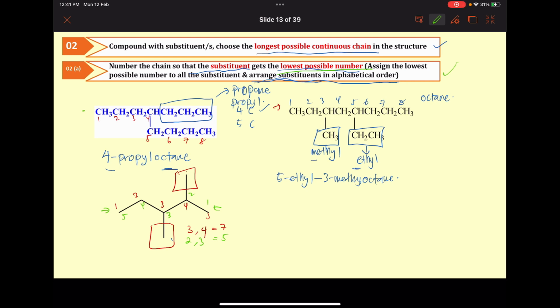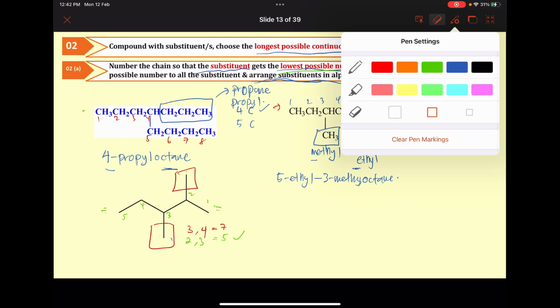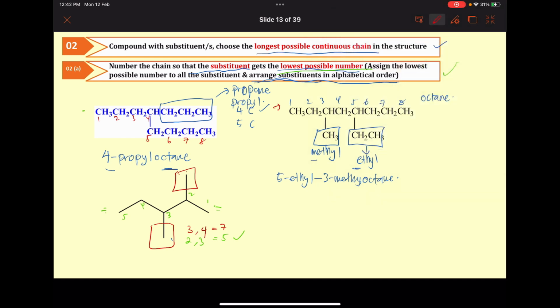So the lowest number is the red root, the green root. So which means we will use the green root as the root for the substituent. Okay, then we name the substituent. The substituents are one carbon. This is one carbon and this is also one carbon. So both of these substituents we name as methyl.